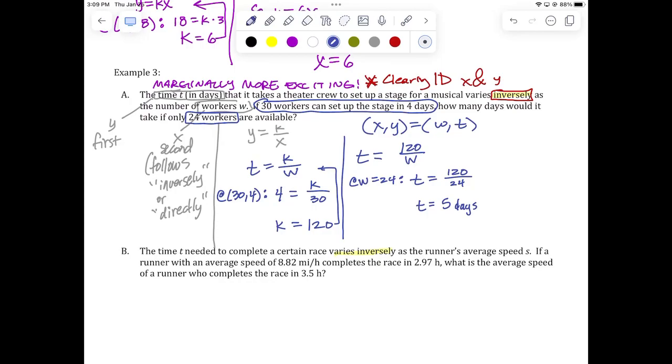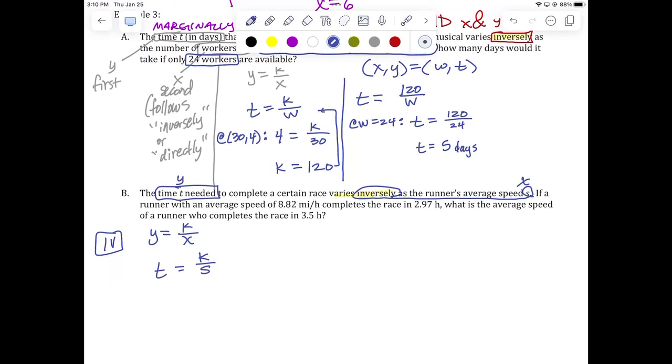Okay, so first thing we do is we pull out the y equals k divided by x. That's your inverse variation, your IV. Now we think about what is x and what is y. The time needed is first listed, so that's probably y. And what follows the word inversely? The word s, okay? So s is going to be your x. So if I write it now, I get t equals k over s. Now I've made it meaningful for my units. Now they give us this initial condition right here.